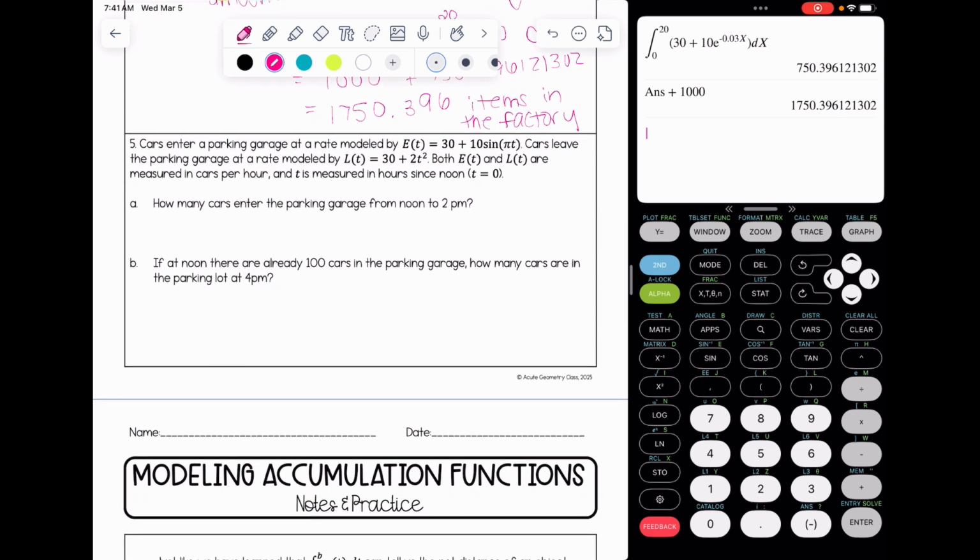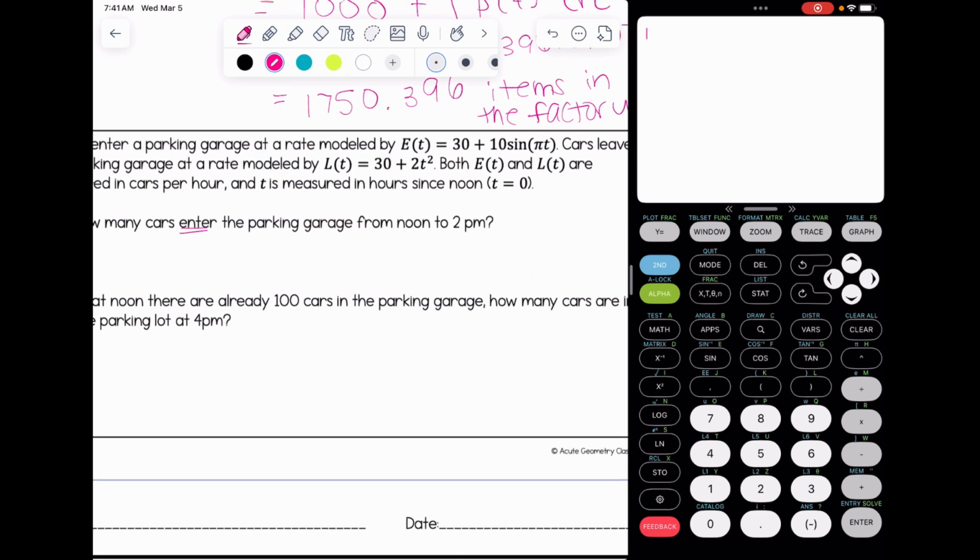All right, for number 5, those of you taking AP Calculus, you're going to see questions like this when you are working on the free response questions. This question's a little bit different because there are 2 functions given to us. It says cars enter a parking garage at a rate modeled by E of t, and we're given that function, and leave the parking garage at a rate modeled by L of t. Both E of t and L of t are measured in cars per hour, and t is measured in hours since noon. Part A says how many cars enter the parking garage from noon to 2?